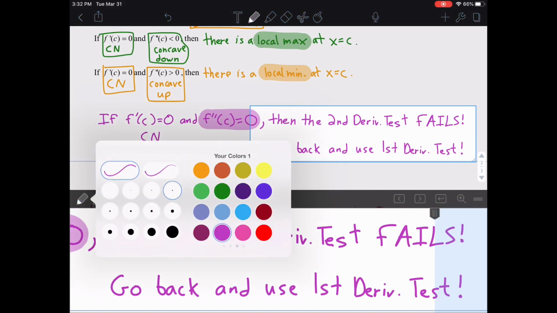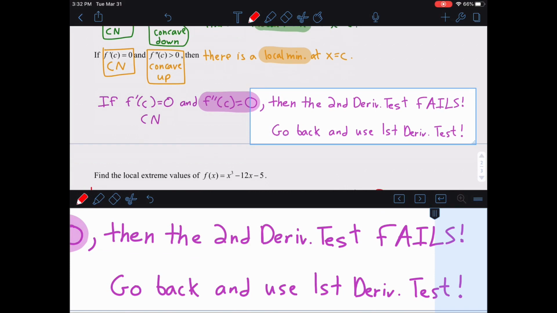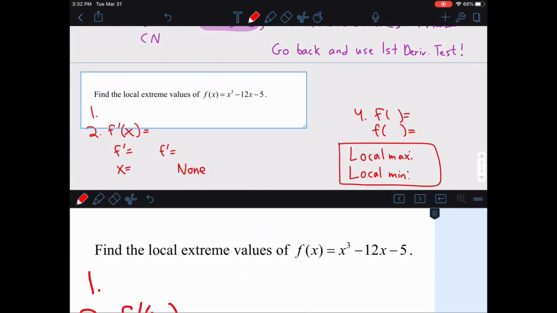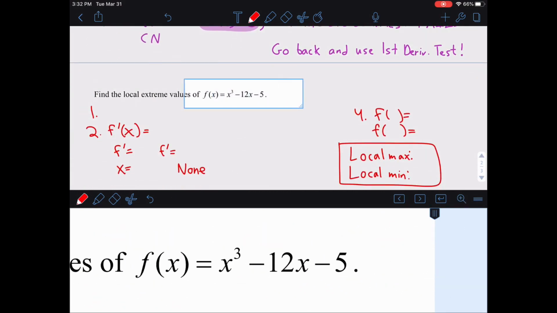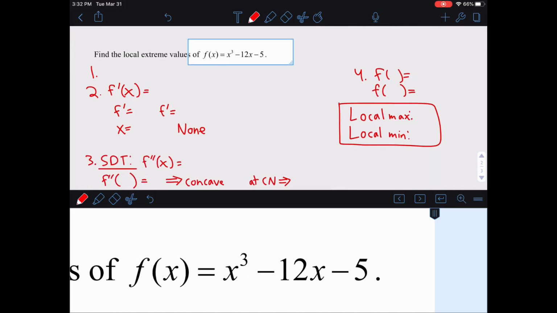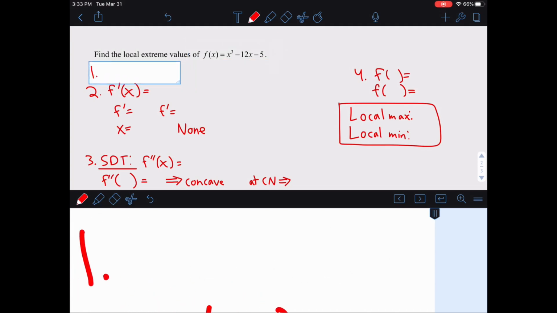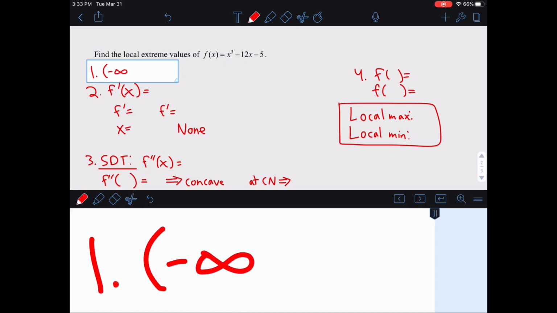Okay, so we've talked a lot about it. Let's see this in action. Find the local extreme values of f of x equals x cubed minus 12x minus 5. So, finding local maxes and local mins. Well, the good news for us is we've done these steps. 4-step process, which we've done. Step 1 is always the domain. My function here is a polynomial, so my domain is all real numbers.